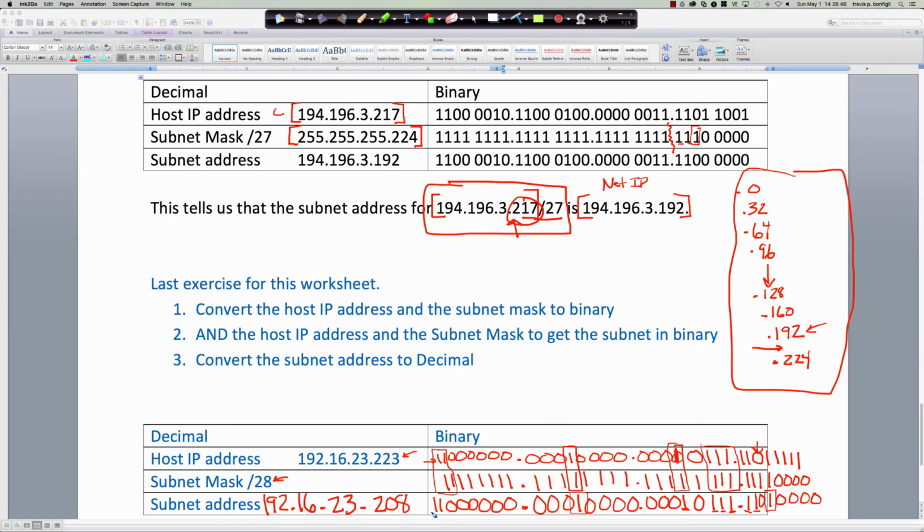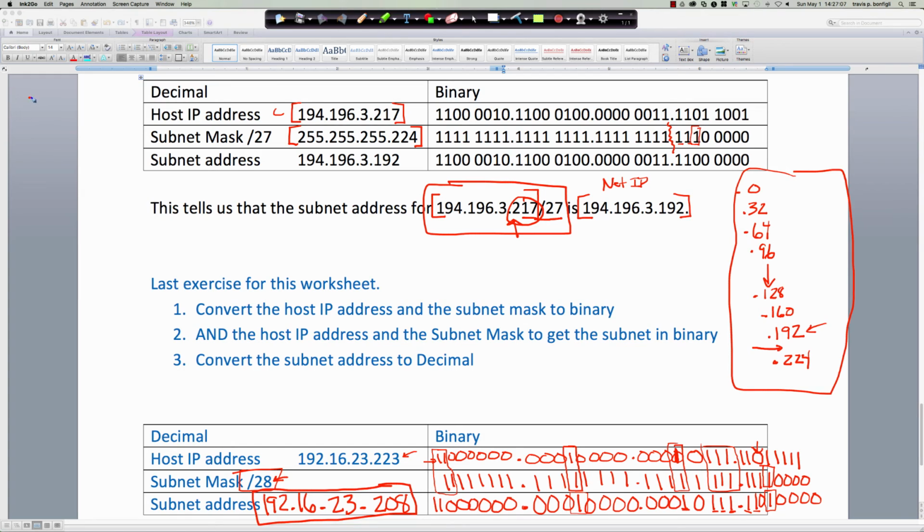208. 192 and 16 is going to be 208. And that is my subnet ID. So let's double check it. So the block size of a /28, and this is a great way to double check, the block size of a /28 is going to be 16.